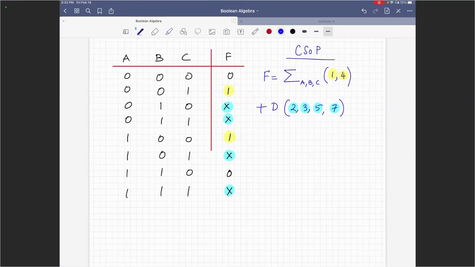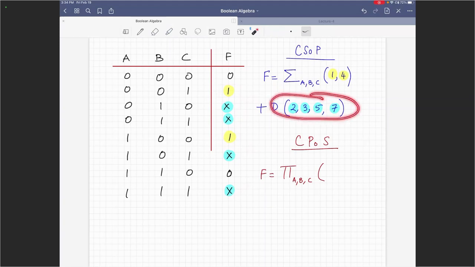Now let's do canonical product of sum for the same F. I'm going to have a pi. I'm going to have the sequence of inputs A, B, and C, and then I'm going to have the don't cares. Why do we need that? Because when I say don't care, it may be a 1, it may be a 0. I don't know that until I actually implement it, right?